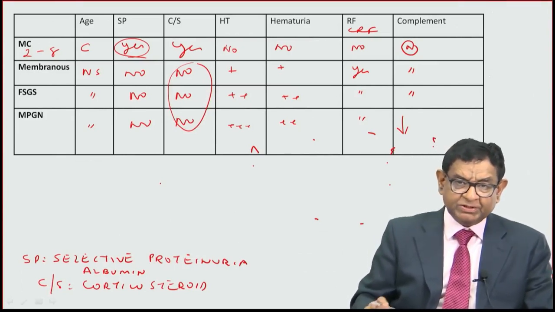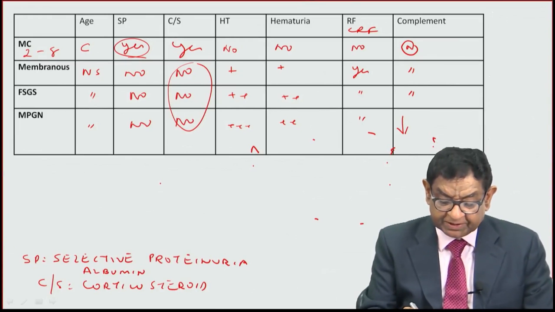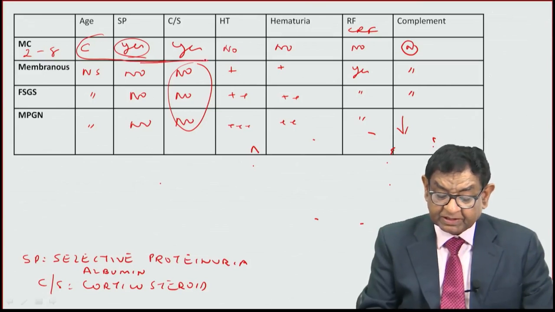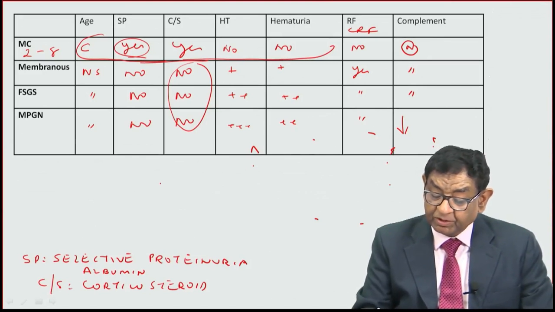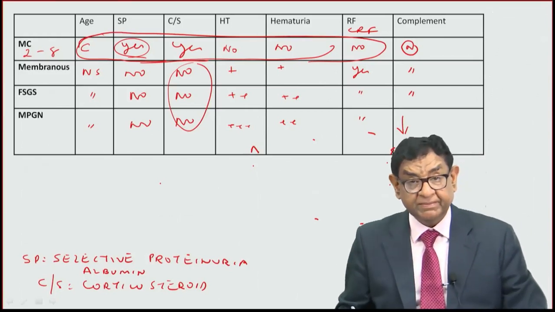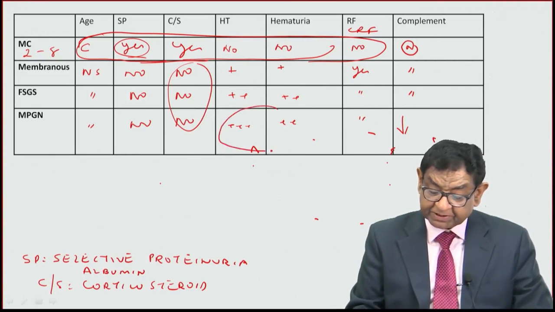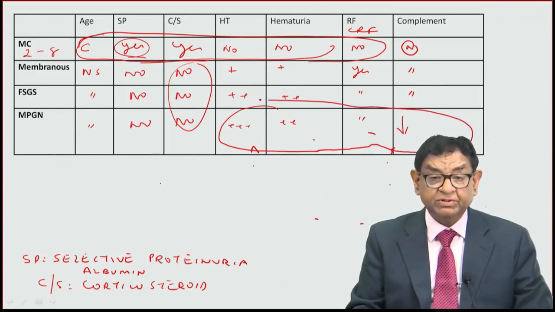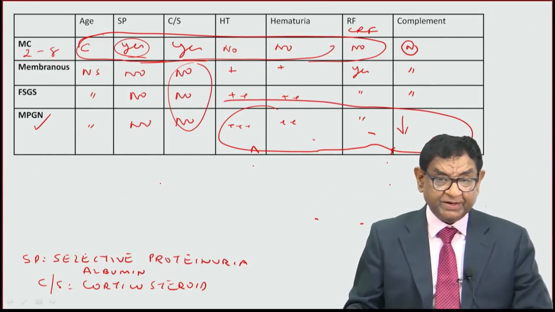How come? Now stop writing, look at the screen. If I asked you which disease occurs only in children, has selective proteinuria, responds to steroid, no hypertension, no hematuria, and no renal failure, the answer is minimal change. The condition having maximum hypertension, maximum hematuria, maximum renal failure, and reduced complement level, the answer is MPGN. I hope things are very, very clear to you.